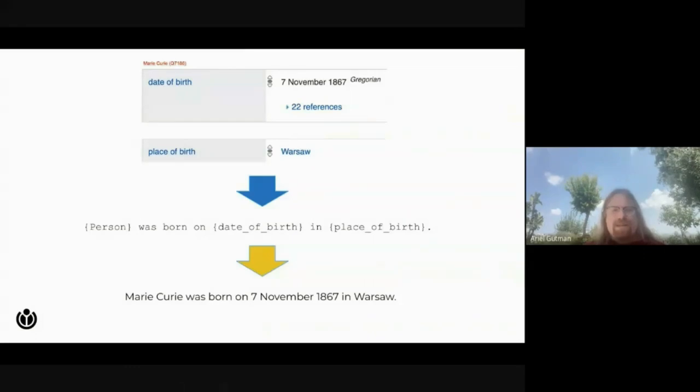Let's look at an example. In Wikidata, we can find some information about Marie Curie, such as her date and place of birth. An occasional contributor could write a simple template to render this data, such as the following. Person was born on date of birth in place of birth. When we fill the placeholders with the content from Wikidata, we get a sentence such as Marie Curie was born on the 7th of November, 1867 in Warsaw.